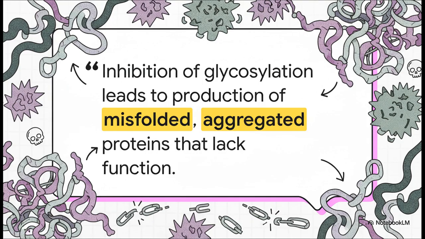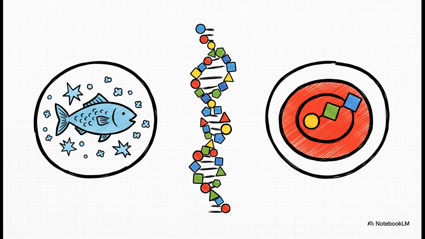So when you put it all together, from the extremes of Arctic survival to something as fundamental as our own blood type, it's so clear that these sugar modifications are not just decorative fluff. They are a critical, information-rich layer of biology that is absolutely fundamental to how proteins work and how life survives.